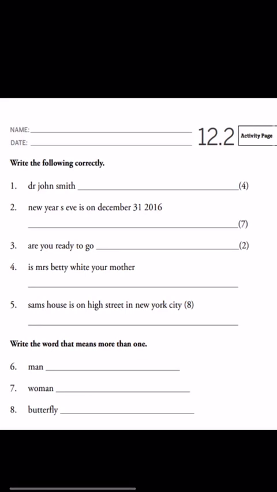And then the next part, write the word that means more than one. So you're going to write the plural of man. For number 6, what is the plural of man? Meaning more than one. Okay, it is men. So you are going to write men on that line. And then you're going to go on and write the plural for the rest of those words.